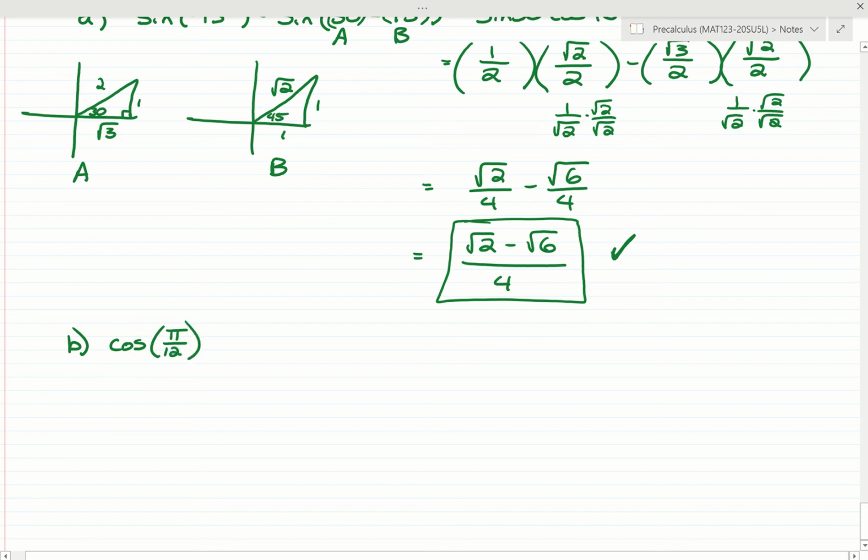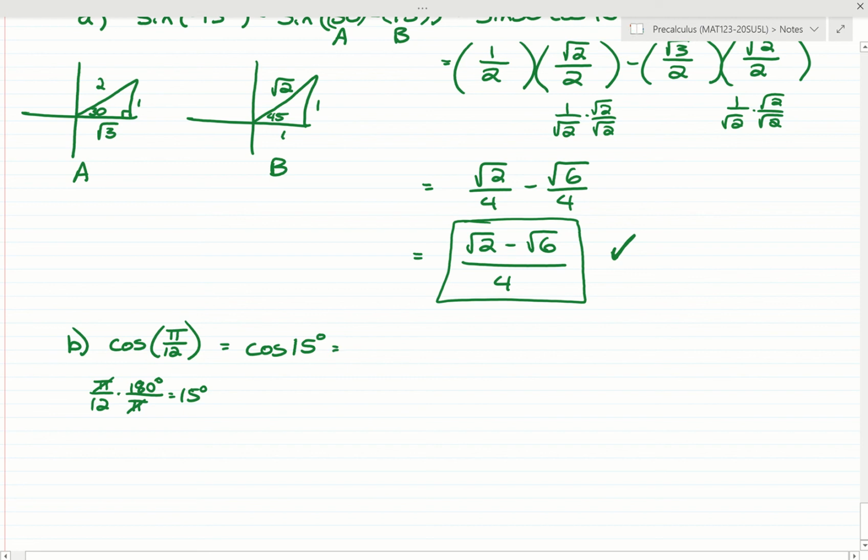Okay, well, if you don't remember what pi over 12 is, remember pi radians is 180 degrees. So you could just do 180 divided by 12, and that's 15 degrees. Or we could even do pi over 12 times what you want over what you don't want. Either way, you get 15 degrees. So really, this is just asking you what's the cosine of 15 degrees.